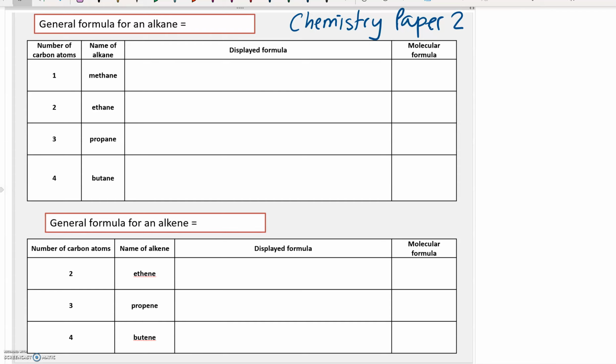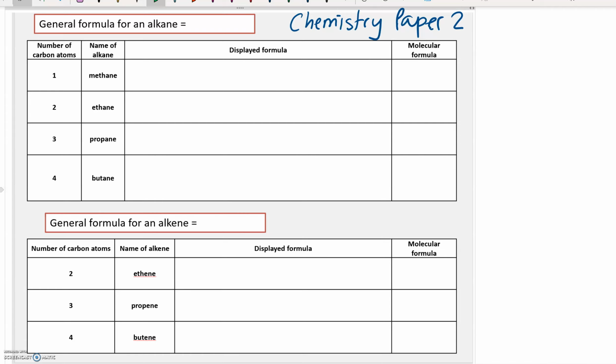Hello, today we'll be looking at how to identify if a structure is an alkane or alkene. This is quite a common question in the GCSE exam paper as well as in the A-level, and students quite often get mixed up between alkanes and alkenes. So I'm going to show you some tricks on how to remember these for your exams today.